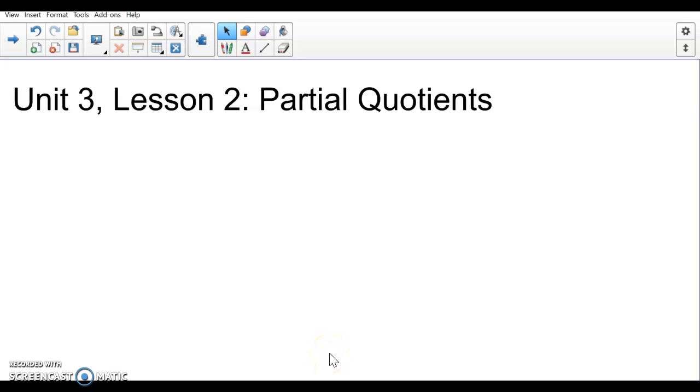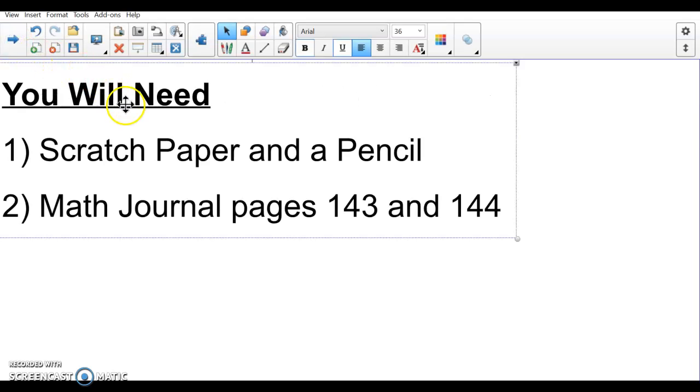Good morning, fourth graders. Today we are going to get into our first algorithm that we're going to learn, and that just means a process for finding our quotients, or our answers, in division, and we're going to call it partial quotients. You're going to need scratch paper and a pencil, or if that means your whiteboard and a marker, that is fine as well. You need plenty of space.